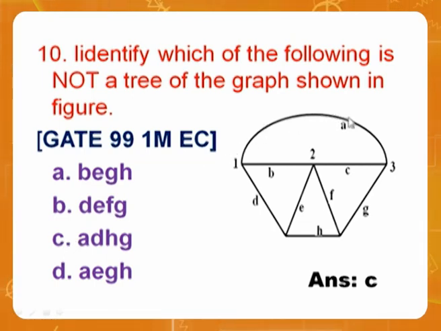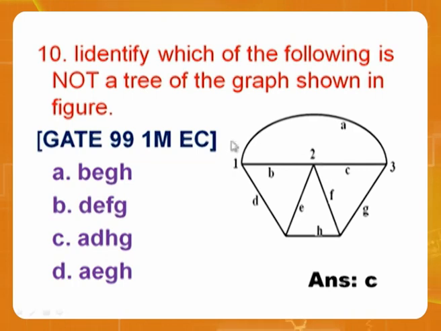A is here. Next, after A, this is D. Next, H. Next, G. What happened? Can I show you what exactly happened? A, D, H, G. That means what?